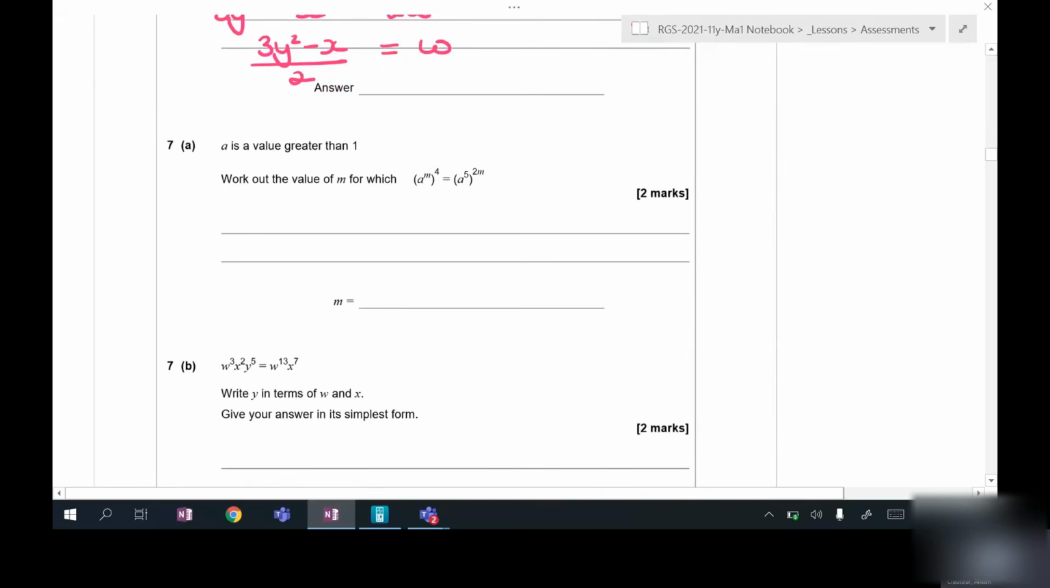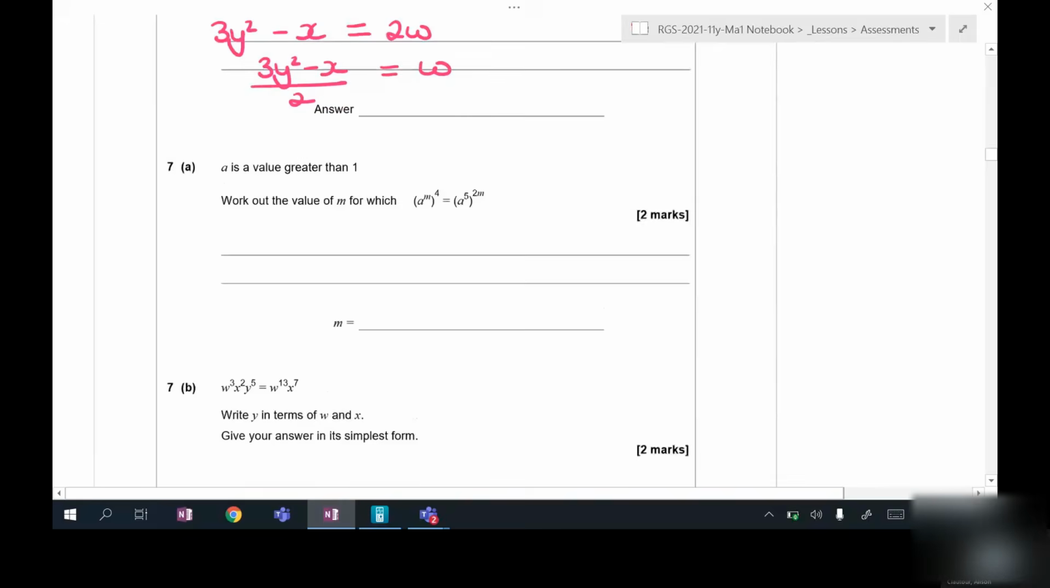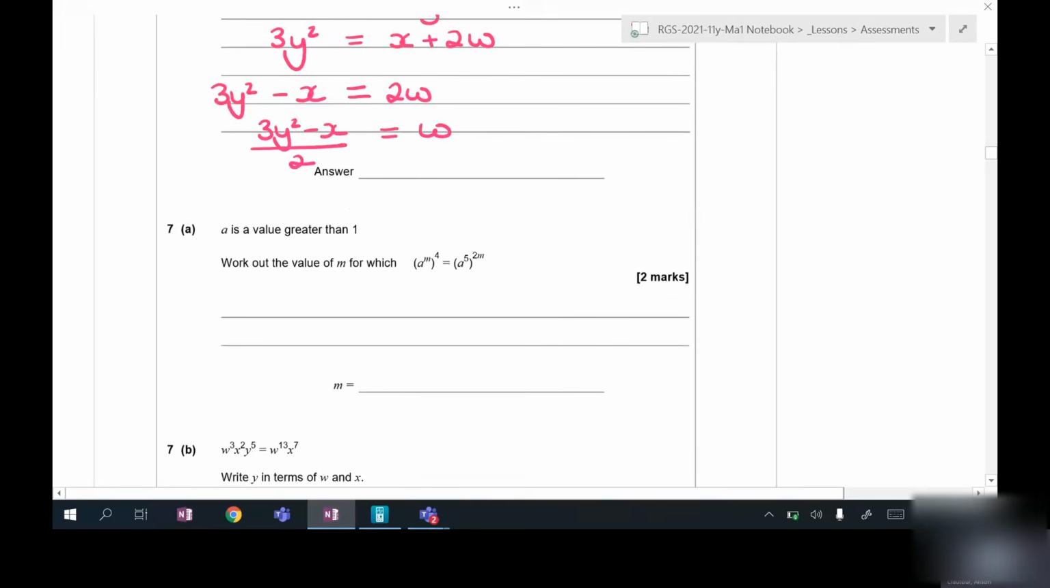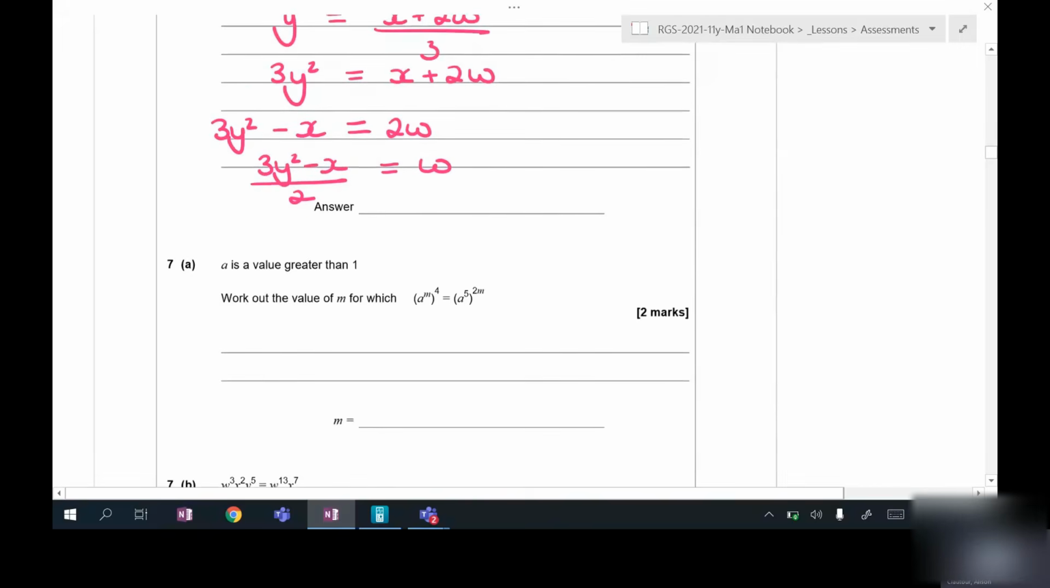Question 7. Work out the value of m for which this is true. This is testing your knowledge on index rules. When you've got a power and another power, we can multiply those powers. So the first side will be the same as a to the 4m, and the next one will be the same as a to the 10m.